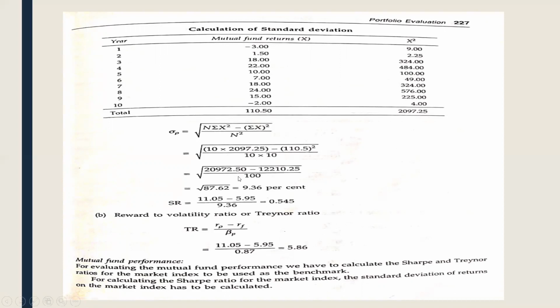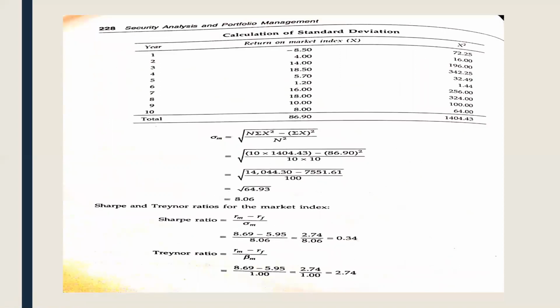Now, we need a benchmark, right? We need to calculate the market index Sharpe ratio and Treynor ratio and then compare it with the mutual fund's ratios in order to find out whether our mutual fund is performing better than the market index or not. So that is the next one. In order to calculate for the market index also, we need the standard deviation of the market index. So we'll note down all the returns of the market index and we'll square them all. Then we'll find the totals. Then we'll apply it in the formula.